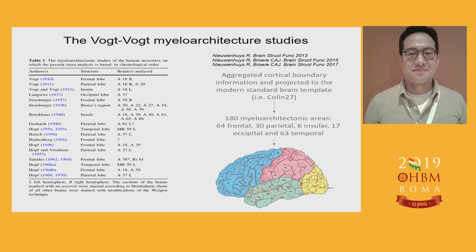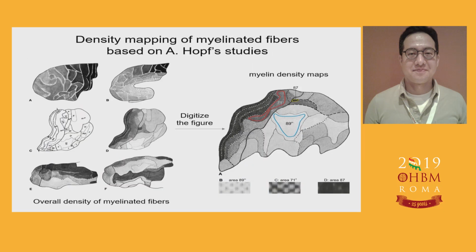Continuing this study, Dr. Rudolf Nieuwenhuys here, who is himself a really great neuroanatomist and is still alive, by the way, revisited all these studies, performed an extensive meta-analysis and created these recent three studies, where he aggregated all the cortical boundary information from these studies and projected it to the modern standard brain template, which is called the 27 individual brain. As you see, he created this myeloarchitectonic atlas, which consists of 180 myeloarchitectonic areas, and also multiple subdivisions of lobe areas.